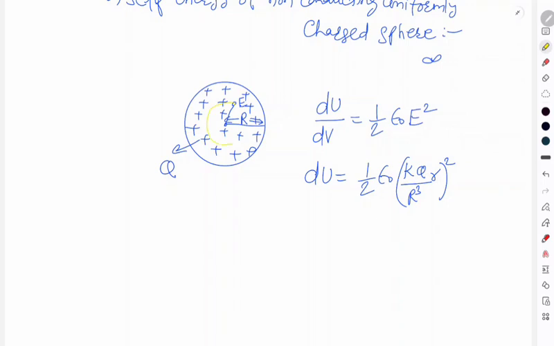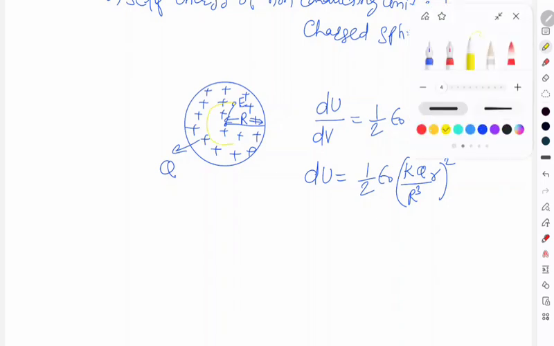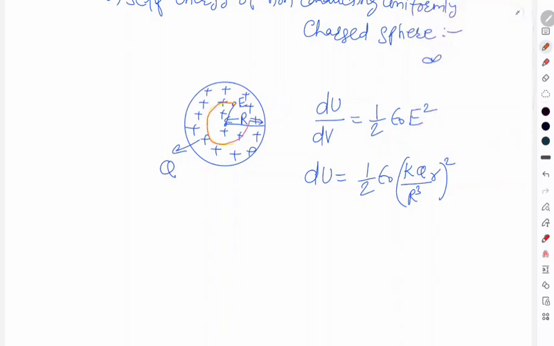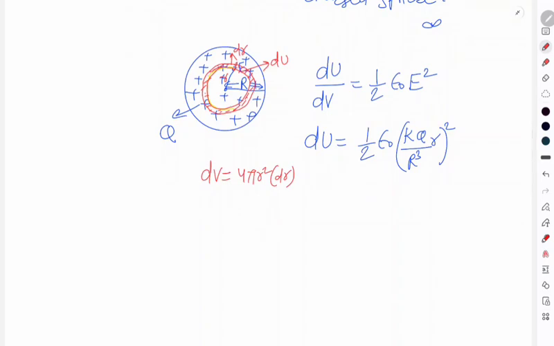If we take an element, what will be the energy in this volume? That is dU. If we talk about the volume of this part, dV will be 4 pi r square, which is the surface area of this shell, and let the thickness be dr, so into dr, that will be dV. Or you can solve it like that also.